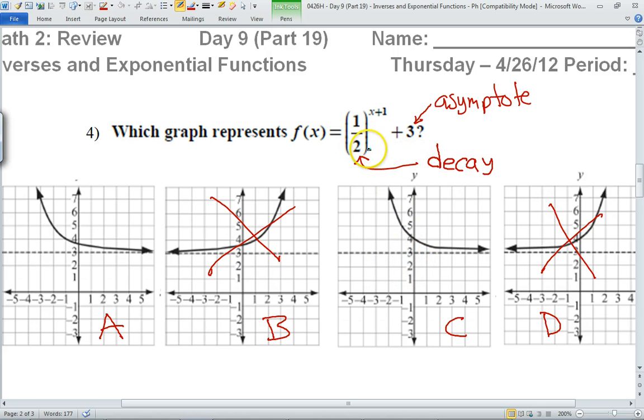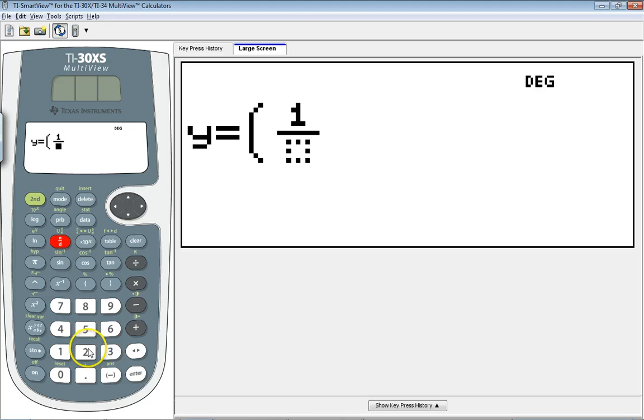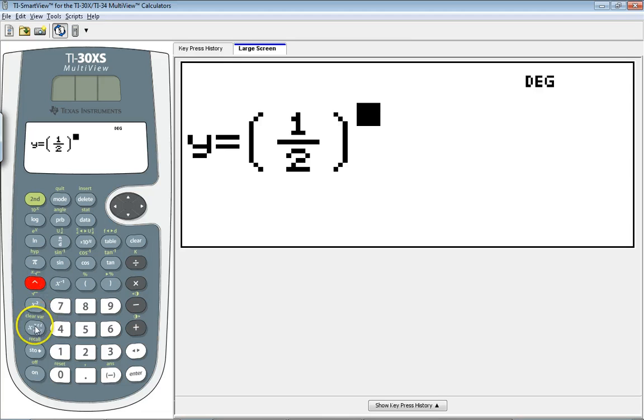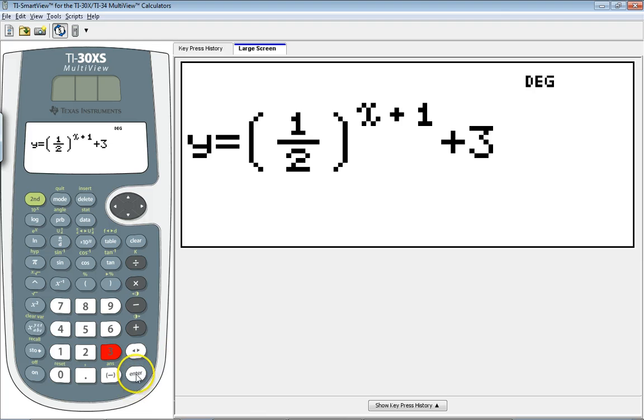Now, if I were you, I would use the TI-30 to help us choose between A and C at this point. Let's go ahead and type this function into our calculator. So everyone hit the table button on your calculator, and let's type in the function. So we have 1/2 to the x plus 1 power plus 3. We just double check. 1/2 to the x plus 1 power plus 3. Okay, let's look at the table of values.